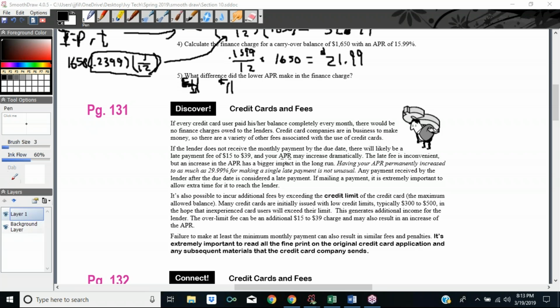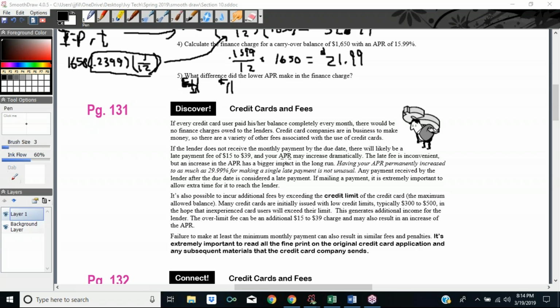It's also possible to incur additional fees by exceeding the credit limit of the credit card, the maximum allowed balance. Many credit cards are initially issued with low credit limits, typically $300 to $500, in the hope that inexperienced card users will exceed their limit. This generates additional income for the lender. The over-the-limit fee can be an additional $15 to $39 charge and may also result in an increase of the APR. Failure to make at least a minimum monthly payment could also result in similar fees and penalties.